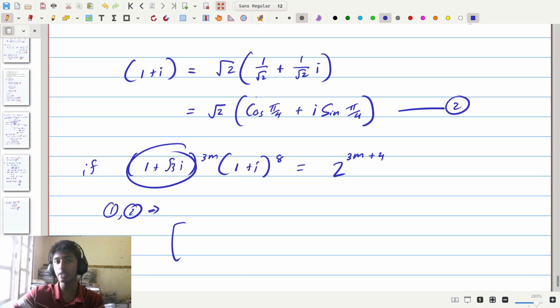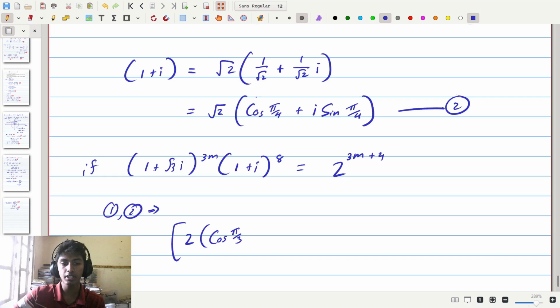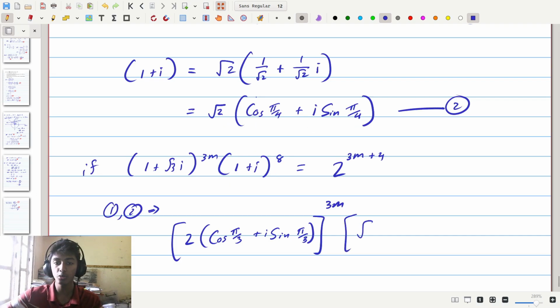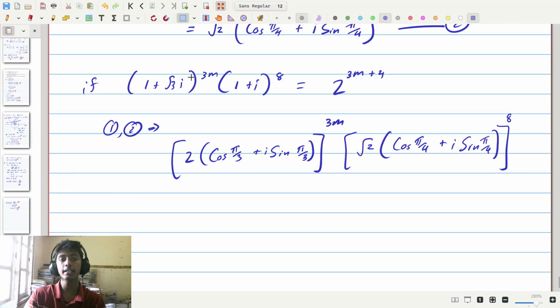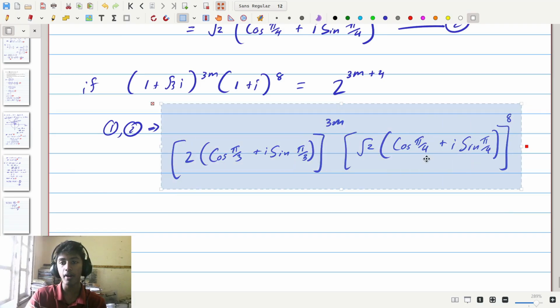1 plus the square root of 3 times i is 2 times (the cosine of pi by 3 plus i times the sine of pi by 3), and that needs to be raised to the power of 3m. Substituting the other one, 1 plus i is equal to the square root of 2 times (the cosine of pi by 4 plus i times the sine of pi by 4), and all of this is raised to the power of 8, and this whole thing needs to be equal to 2 to the power of 3m plus 4.